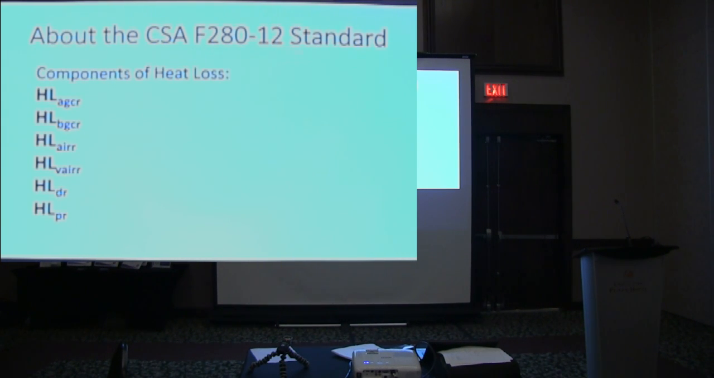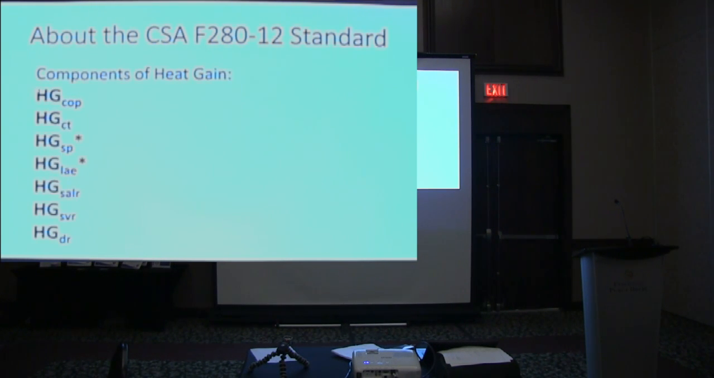In the CSA F280-12, basically they break up the heat loss into different components, as I'm sure you're all familiar with. It's arranged like this. We have heat loss above grade conductive for the room. That's how all these subscripts work. So you can imagine below grade conductive for the room, air changes, ventilation, ducting, and piping. These are all the different components of a heat loss for a room.